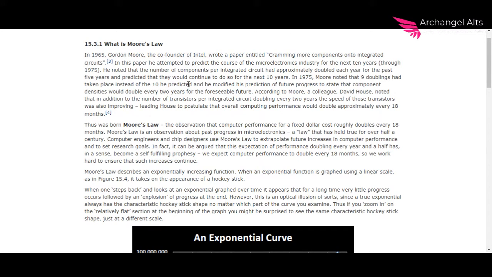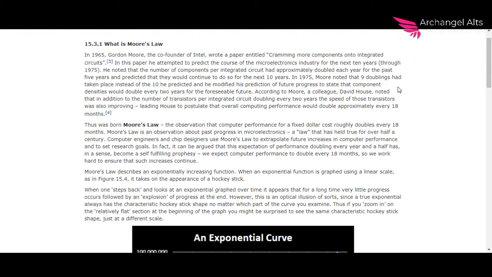In '65, Gordon Moore, the co-founder of Intel, wrote a paper entitled Cramming More Components onto Integrated Circuits. Boy, did he know what the future was going to be. In this paper, he attempted to predict the course of the microelectronics industry for the next 10 years, which would take us to '75. He noted that the number of components per integrated circuit had approximately doubled each year for the past 5 years, and predicted that they would continue to do so for the next 10 years.